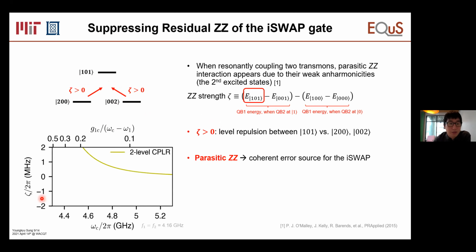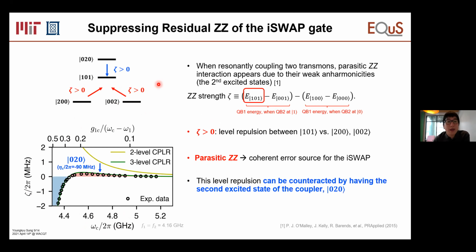And here's a numerical simulation showing this parasitic CZ as a function of the coupler frequency. You can see that as the coupling strength increases, this parasitic CZ also becomes significant, which is a coherent error source for the iSwap gates. And in this work, what we have found is that this level repulsion, or this parasitic CZ, can be counteracted by having the second excited state of the coupler, which is 0 2 0. And here is the experimental data and numerical simulation showing the suppression of this parasitic CZ by having the second excited state of the coupler.